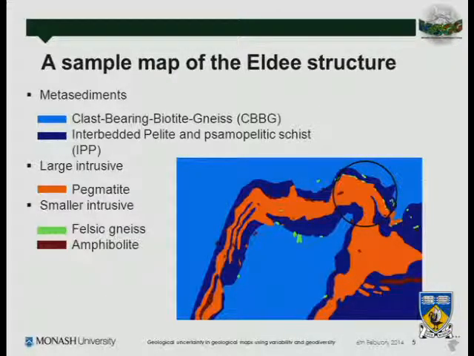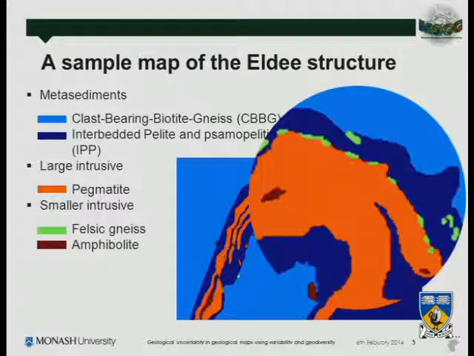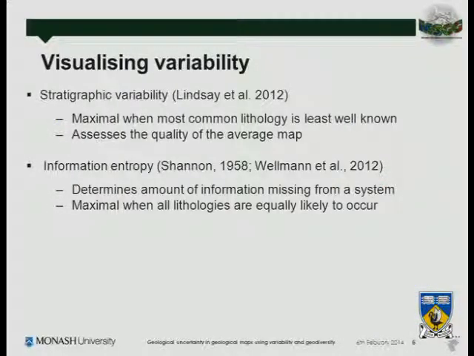In the diagrams, I'll make it a bit easier for you. There's just a blow-up of where we're seeing the felsic gneiss and the amphibolite intrusives. They're obviously a lot smaller than the other lithologies the students were mapping. So, visualizing variability, I'm going to use 2 different techniques. Both of them have been used in 3D. Mark used stratigraphic variability and Florian Wellman used information entropy. They do show you different things.